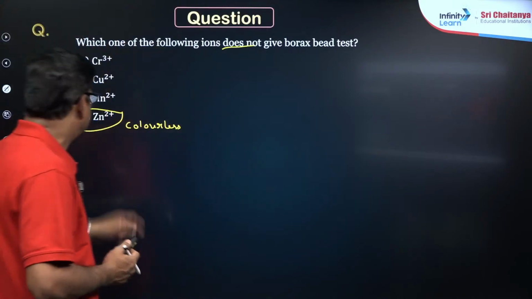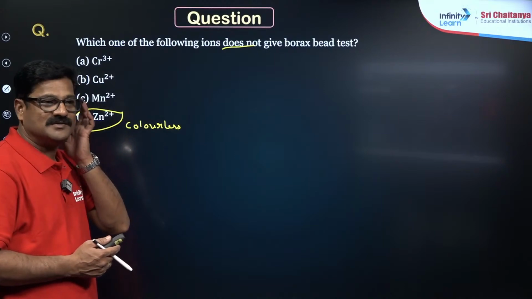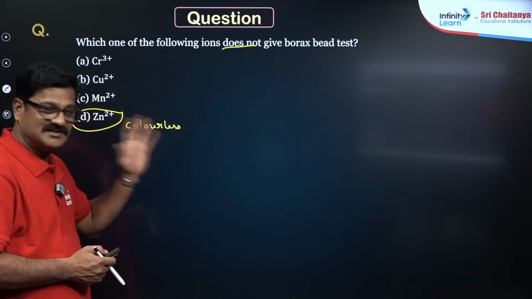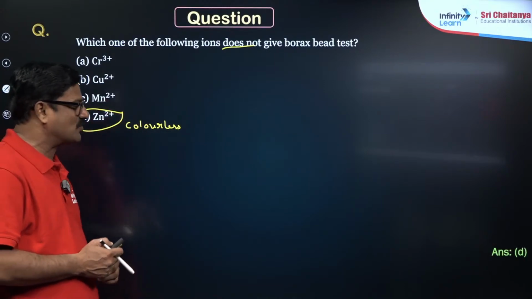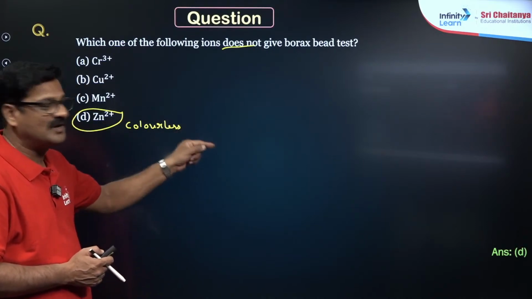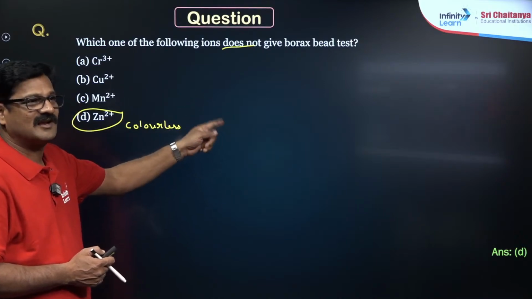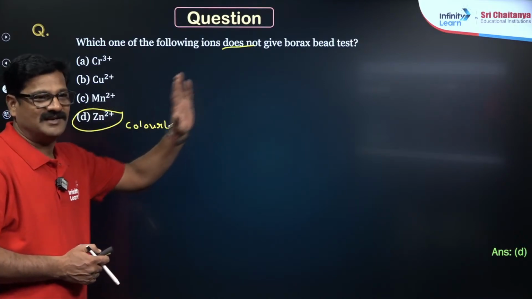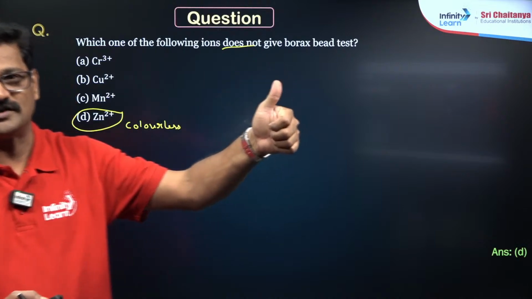So zinc 2+ is not used to detect in this borax bead test. So my answer for this question is going to be D. The hint for this question is that only colored cations can be detected by this method. Ready? Good. Hope you understood this question.